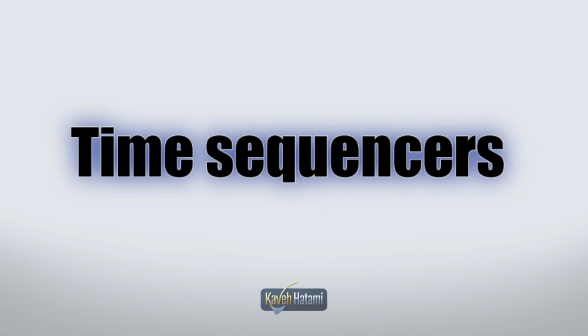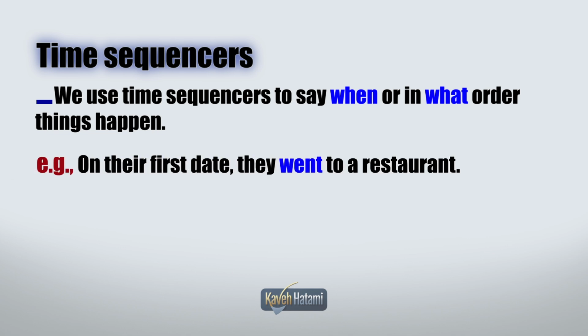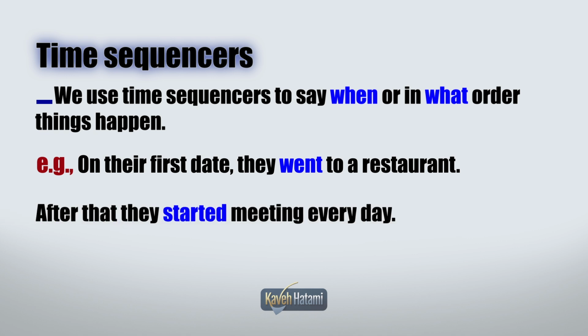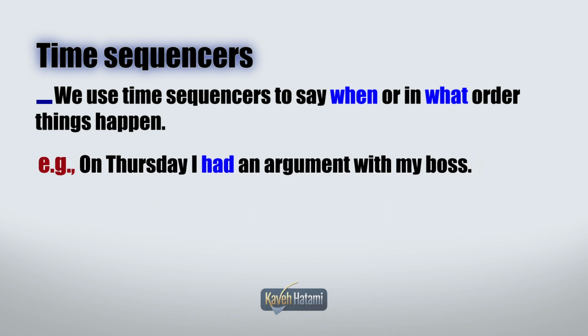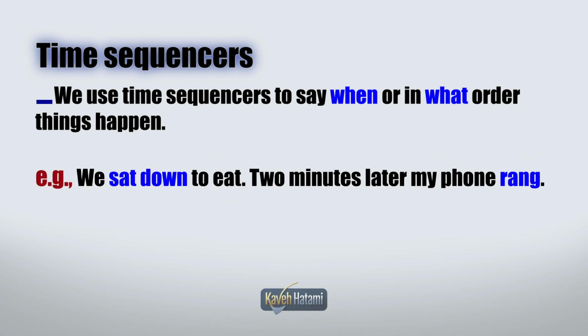Time sequencers. We use time sequencers to say when or in what order things happen. For example, on their first date, they went to a restaurant. After that, they started meeting every day. Another example. On Thursday, I had an argument with my boss. The next day, I decided to look for a new job. We sat down to eat. 2 minutes later, my phone rang.